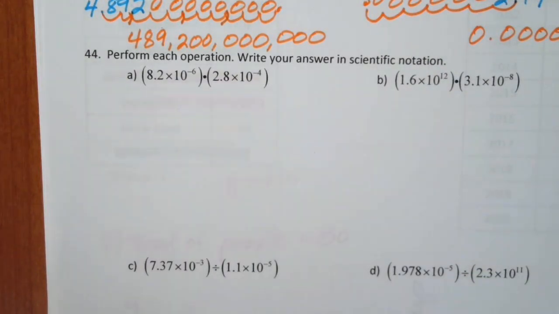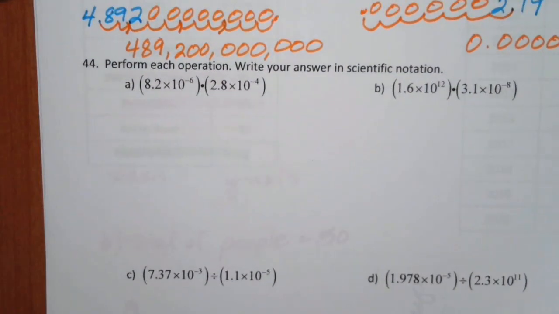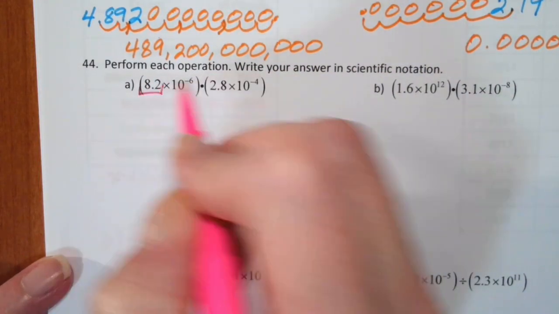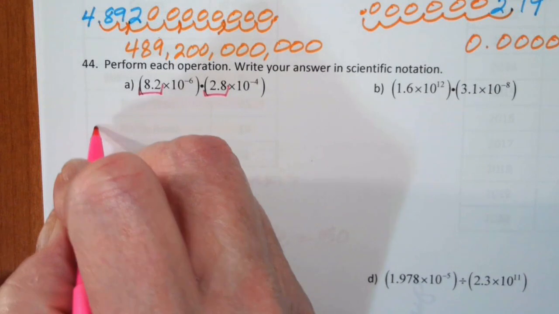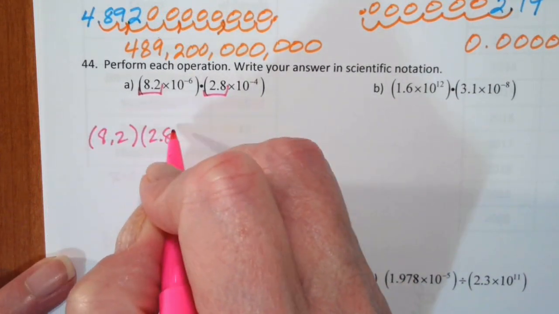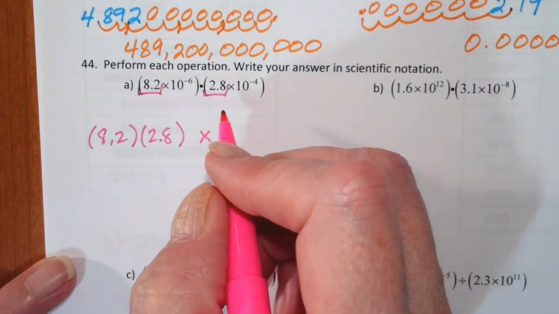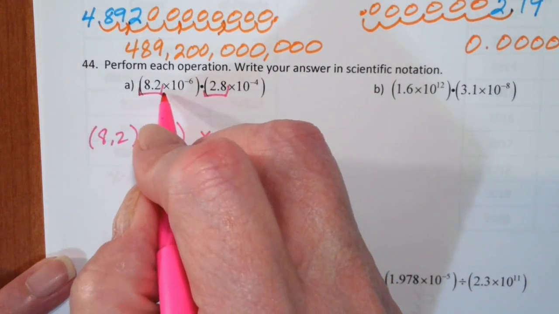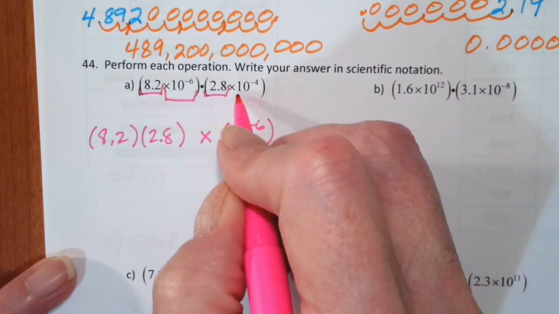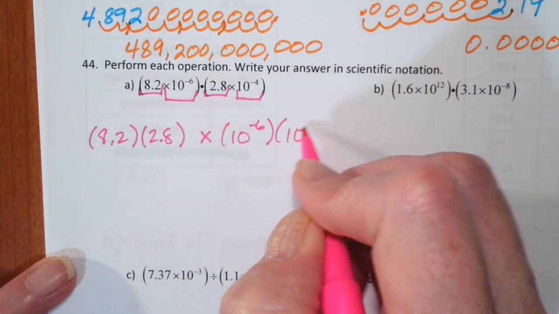Okay, if I want to perform these operations, I write my answer then in scientific notation. All right, if I'm multiplying, I am just going to use my commutative property, and I'm going to write this as 8.2 times 2.8 times 10 to the negative 6 times 10 to the negative 4.